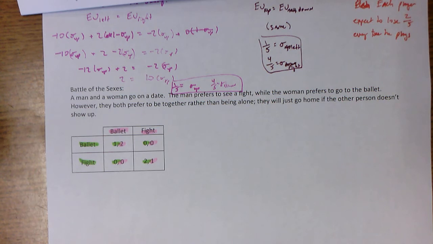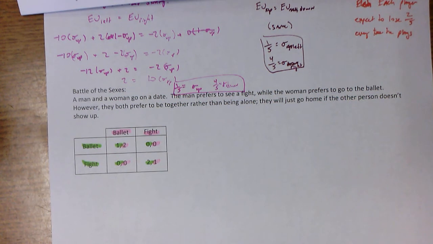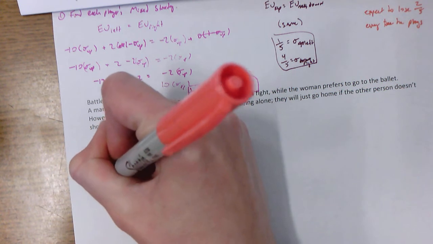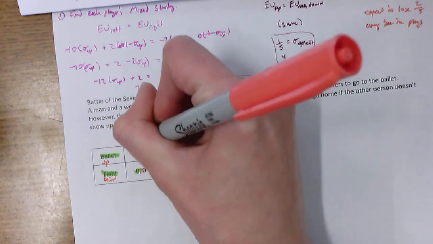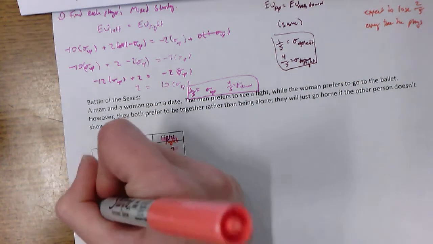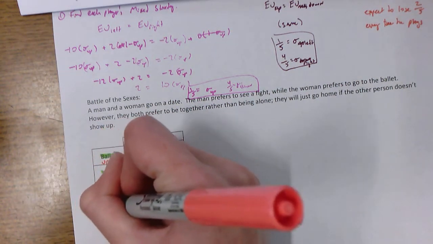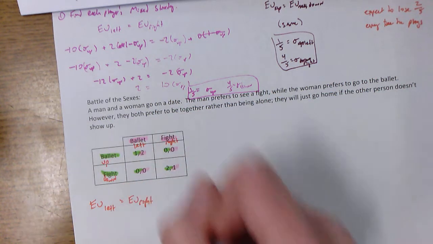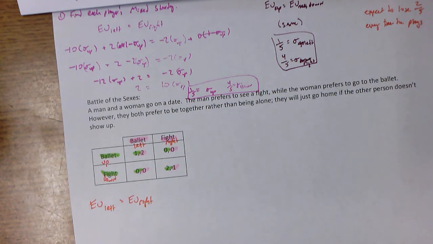All right, so we're going to do the exact same thing here. We're going to find our expected utilities and calculate this one out. So I'm going to start, again, by saying that these two are going to be up and down, and these two are going to be left and right. And I'm going to set the expected utility of left equal to the expected utility of right. And I'm going to go ahead and build this equation.